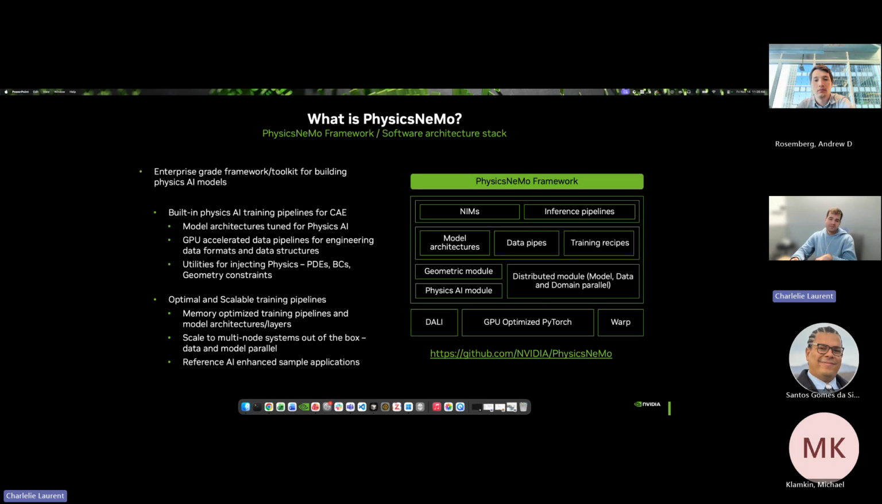And usually the train recipes are designed in a way that they are quite easy to understand and easy to customize. So if you need to do a CFD application, you go check out the train recipes in the CFD section, you take one, and maybe you just read it, maybe you copy paste it and customize it. So that's the way they're supposed to be used. So yeah, those are kind of reference sample applications.